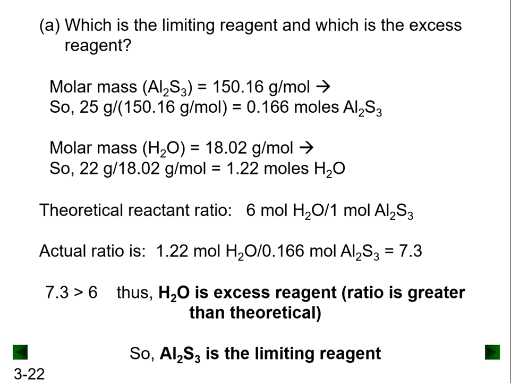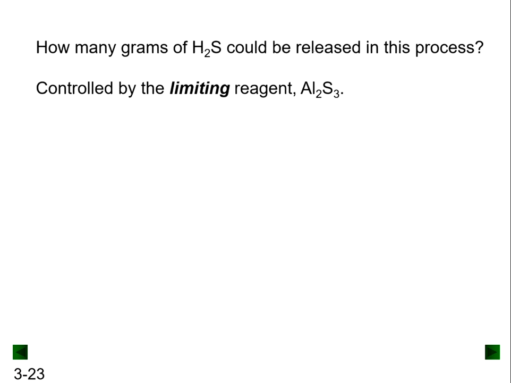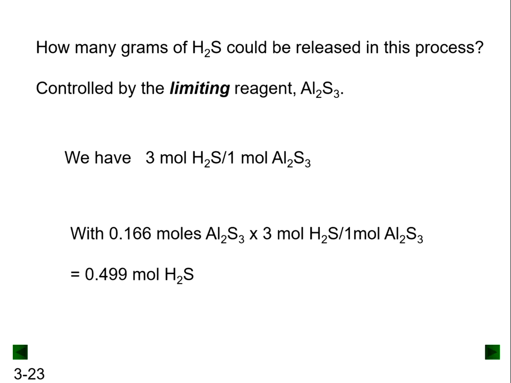Now we have the excess reagent and the limiting reagent. From this, we can calculate the amount of product that we can generate. So we can ask how many grams of hydrogen sulfide can be released. That's controlled by the limiting reagent. The limiting reagent is the one that determines the amount of product that you will get. So in this case, we go back to our reaction stoichiometry. We know we get 3 moles of hydrogen sulfide for every 1 mole of aluminum sulfide. And we know that we have 0.166 moles of aluminum sulfide.